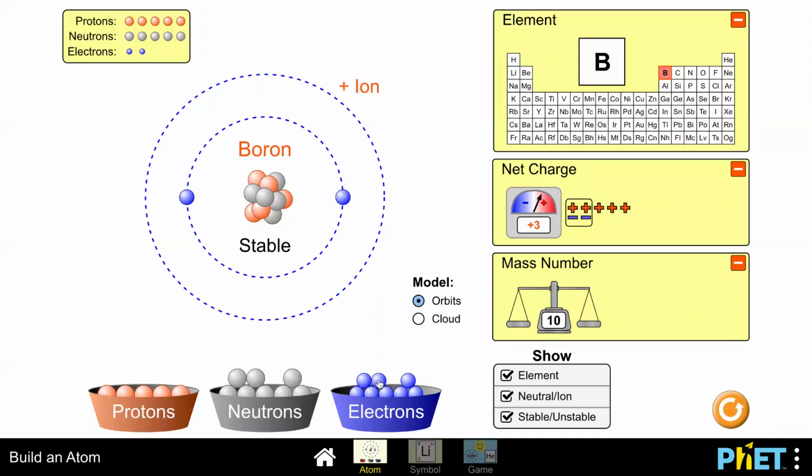So if I add enough electrons to be the same as the number of protons, then it will be neutral because the positive charge from the protons will cancel out the negative charge from the electrons. But if I want it to be negative, then I'll add another electron. That's more electrons than protons. So whenever I have more electrons than protons, it's negative. When they're the same, it's neutral. And when there's more protons than electrons, it's going to be positive.